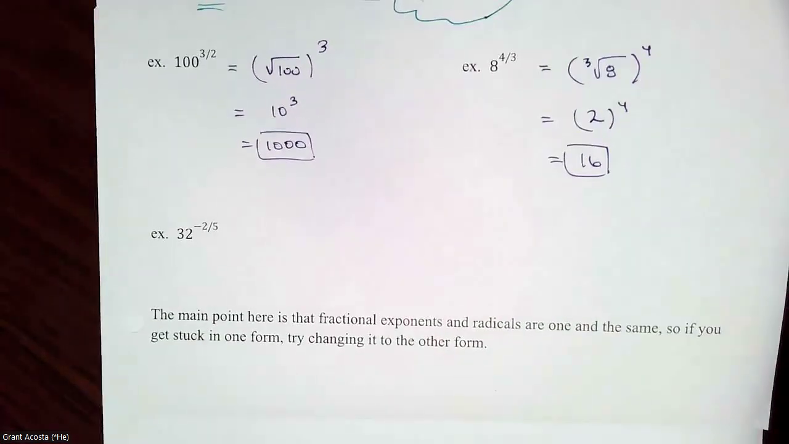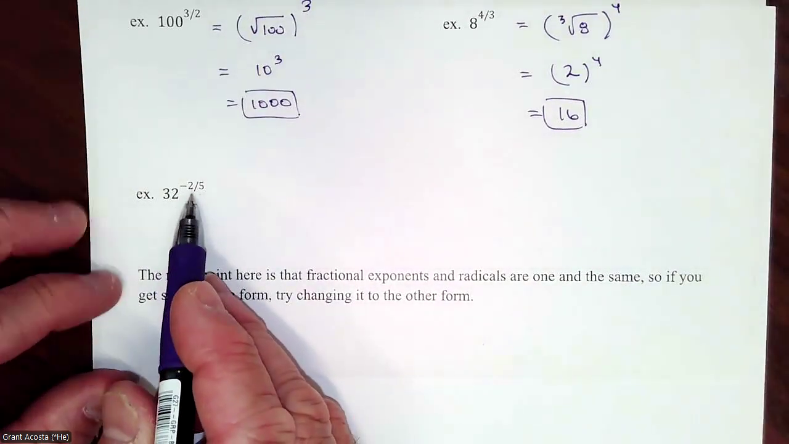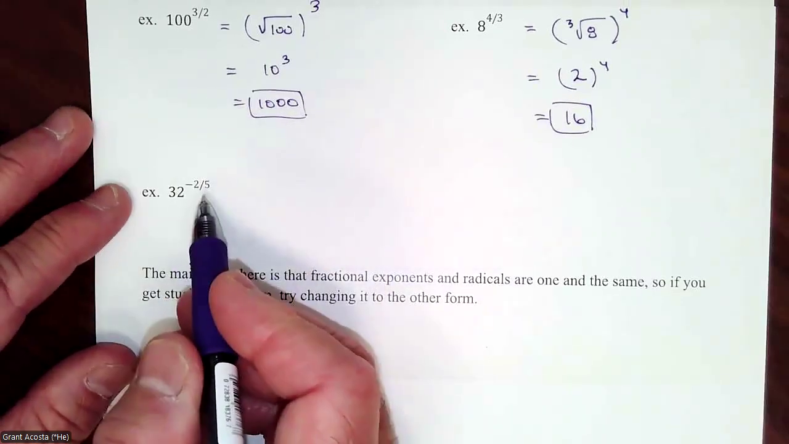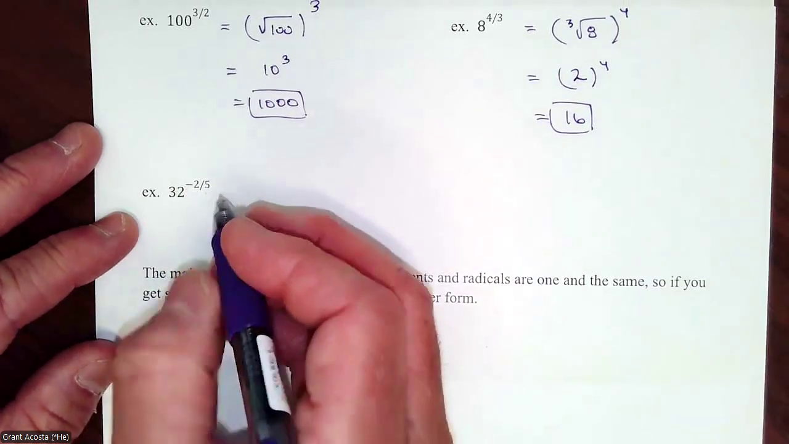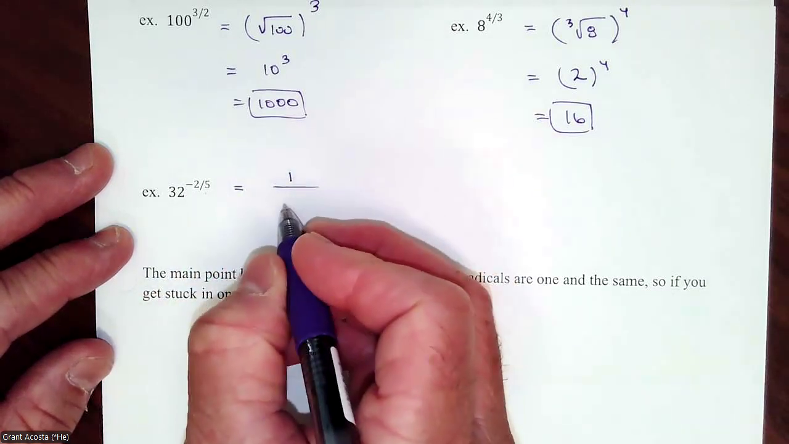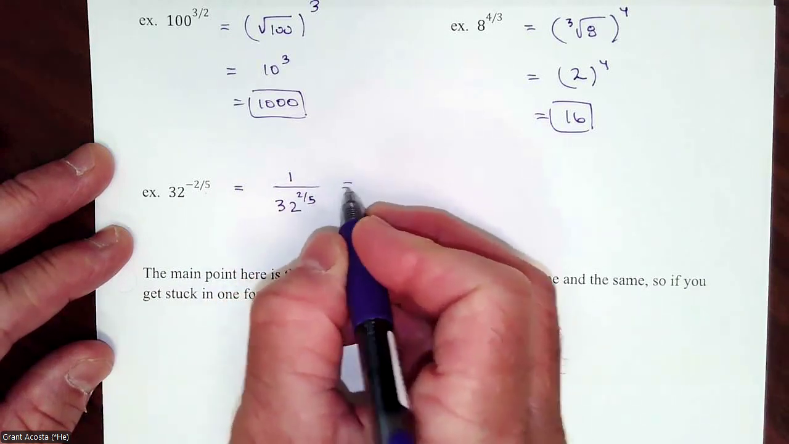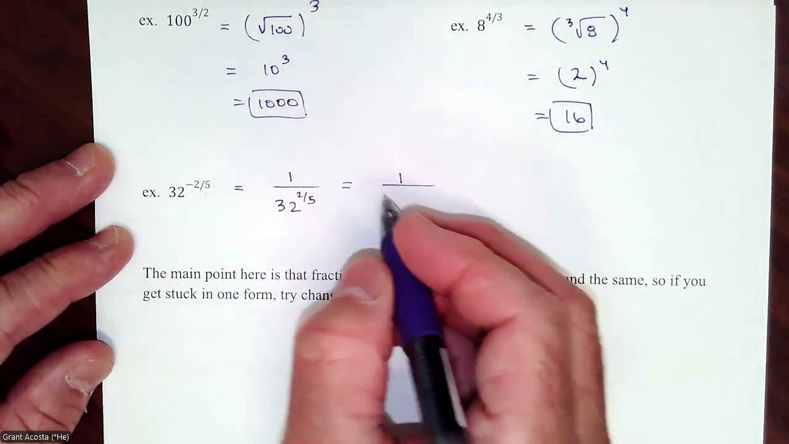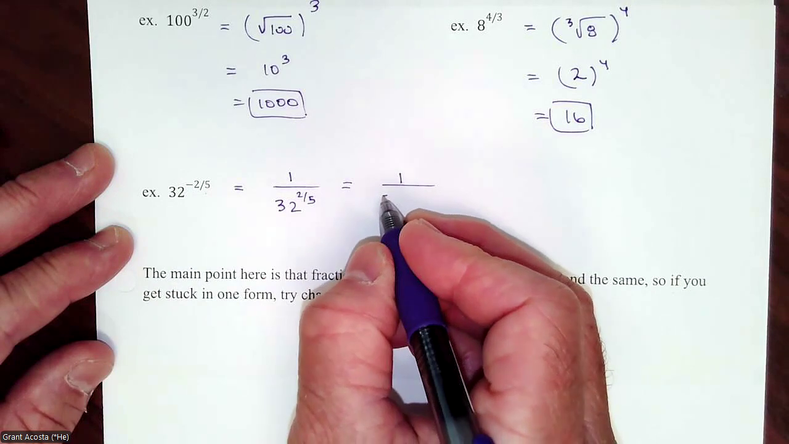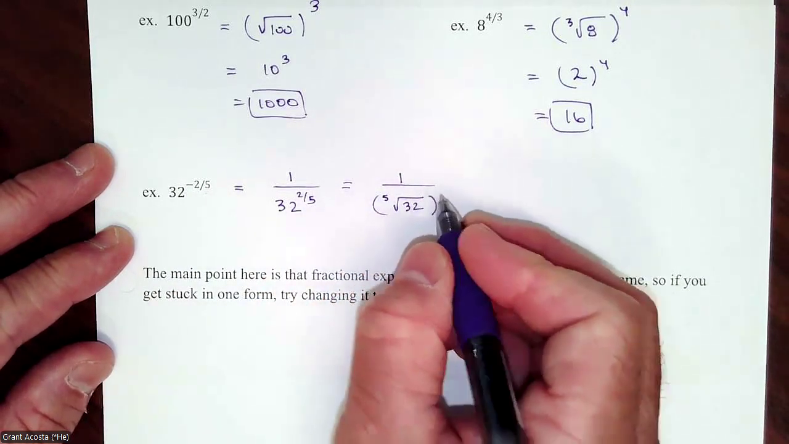What if I have something like 32 to the negative 2/5? We can't forget that a negative exponent means I should move this to the denominator to make it positive. So that becomes 1 over 32 to the positive 2/5. And then we can use what we were doing right now. This says take the 5th root of 32, and the 2 tells me to square that answer.